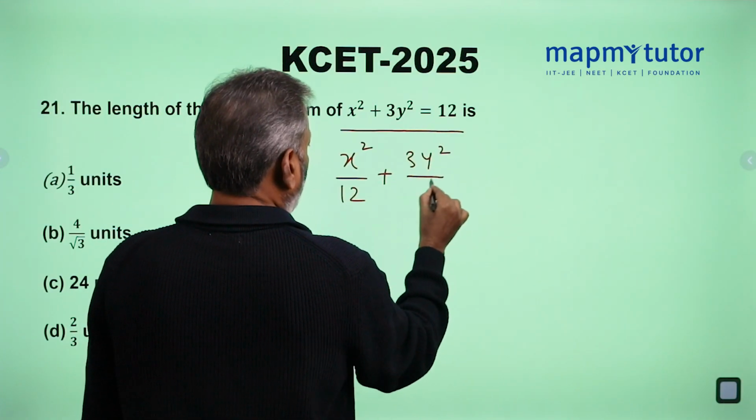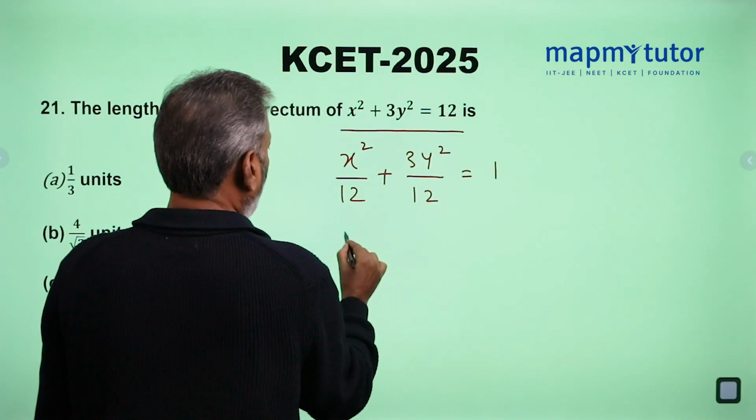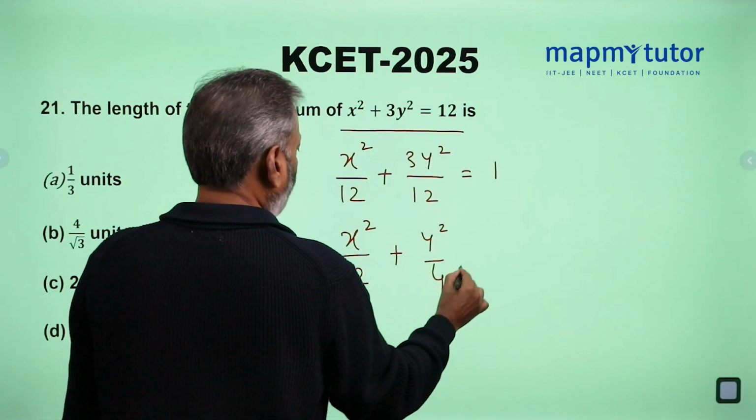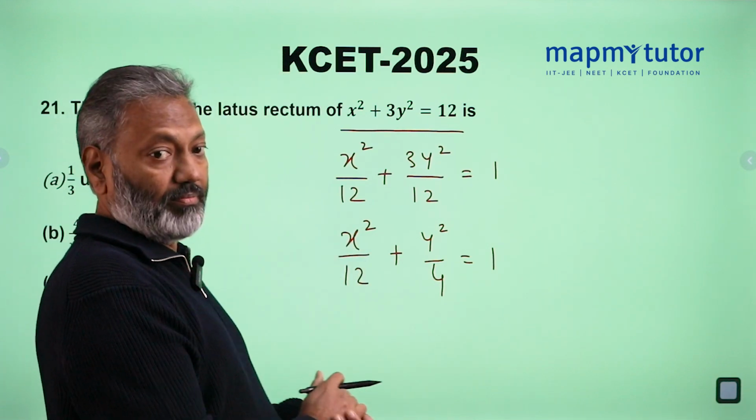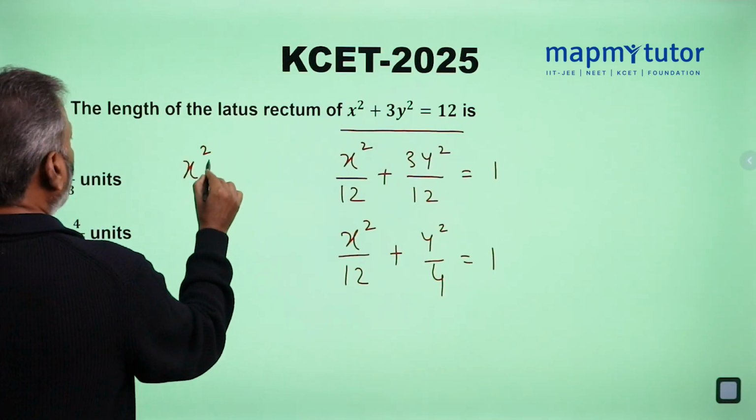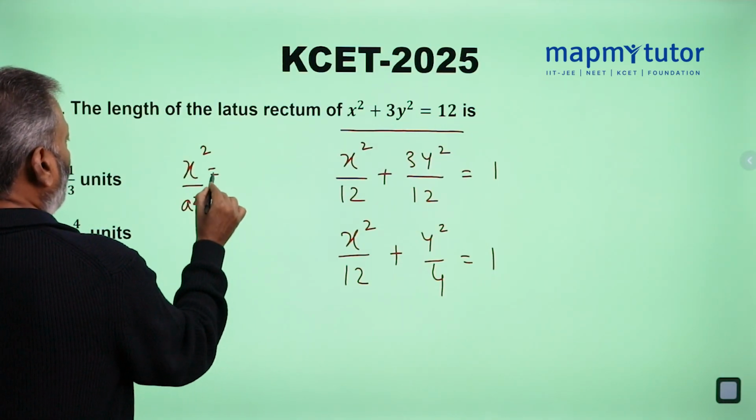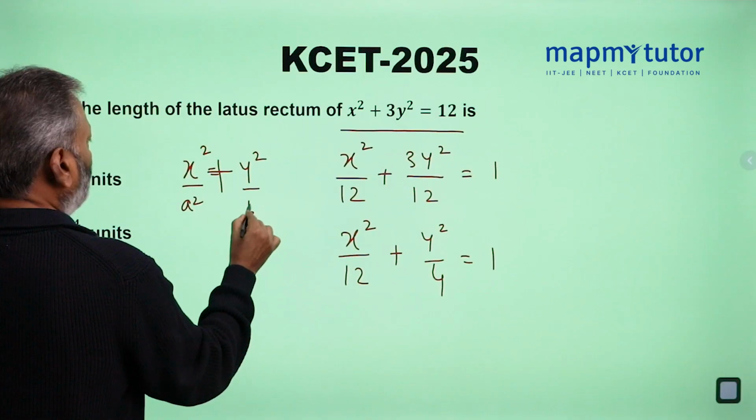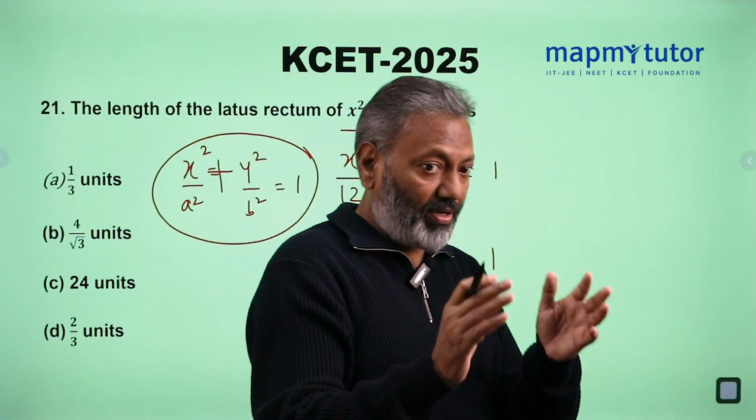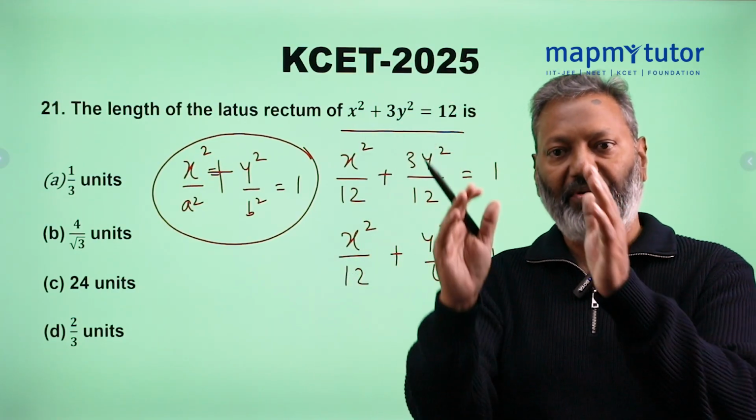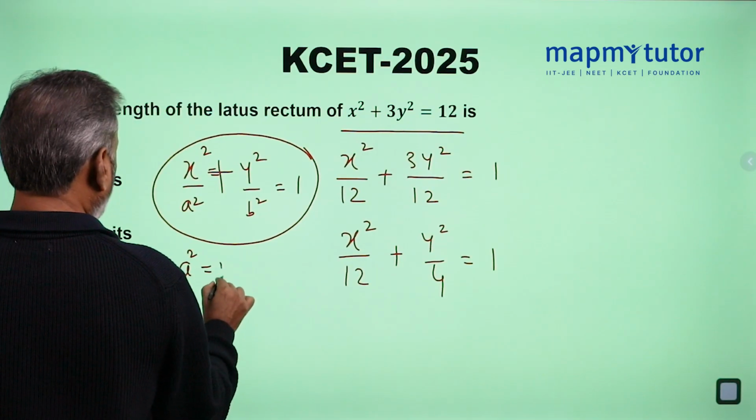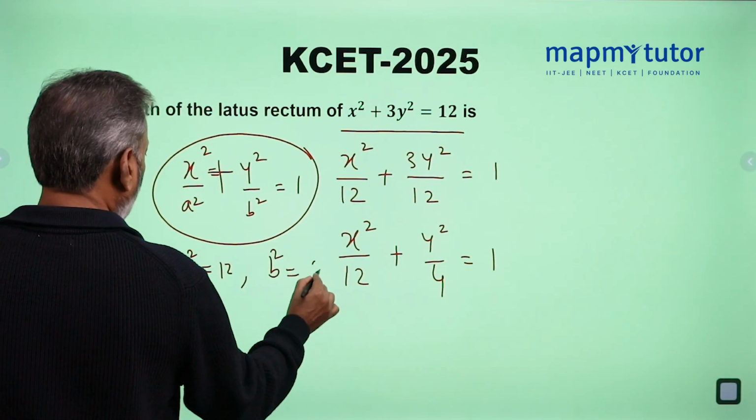Look at that. I'm dividing by 12 on both the sides. Now, the final equation is like this. Come on, anybody? What is this curve? Ellipse. Yes, you're right. Because the standard equation of the ellipse is x square by a square plus y square by b square equal to 1. Exactly. So, what is a square in this question? 12. What is b square? 4.